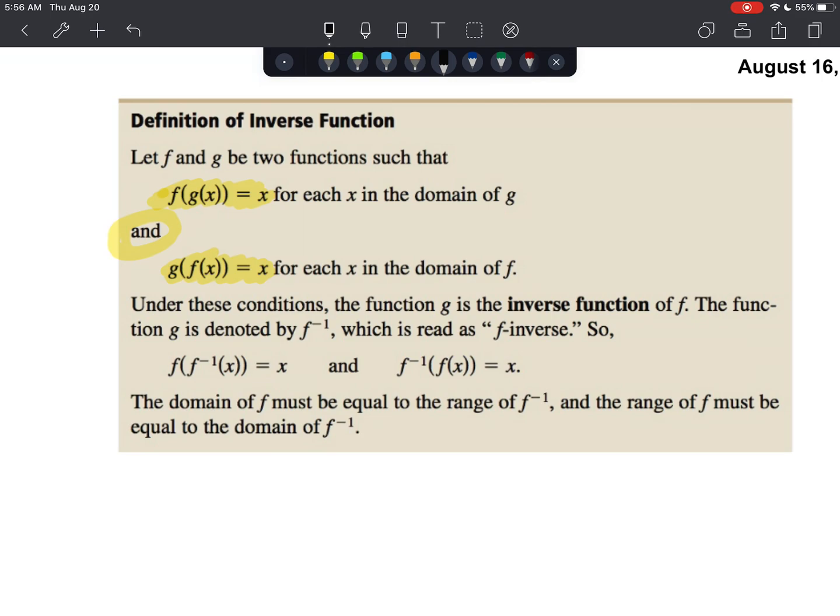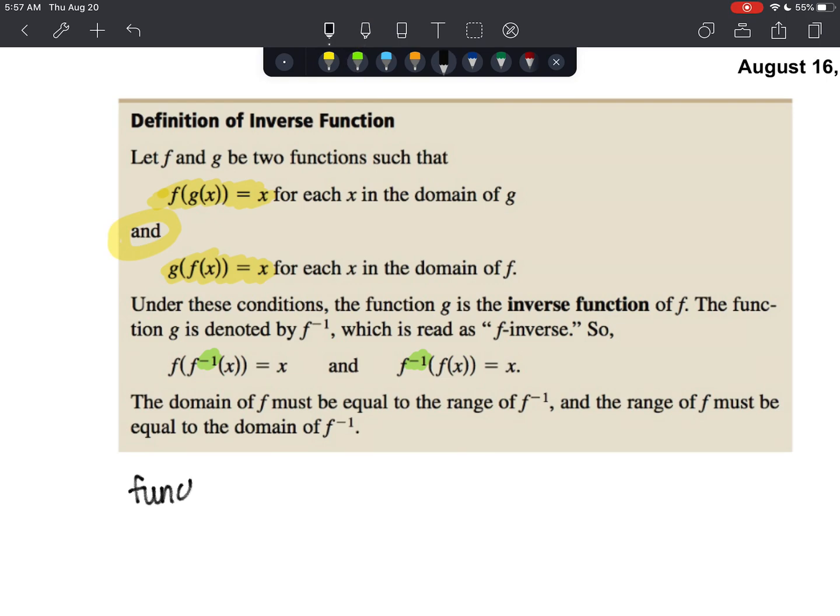So then you can change your notation to show your inverse. So let me highlight that for you. Your inverse notation. It's a pretty cool thing. So the domain of f is the range of f inverse.